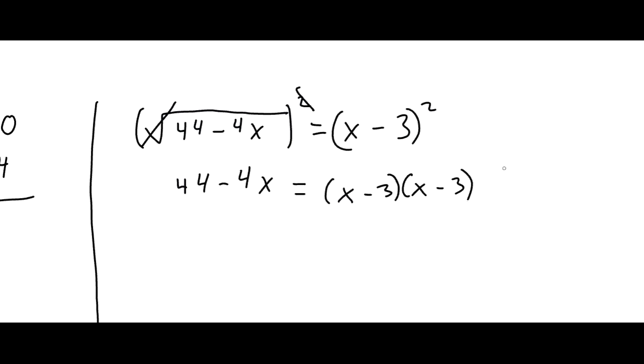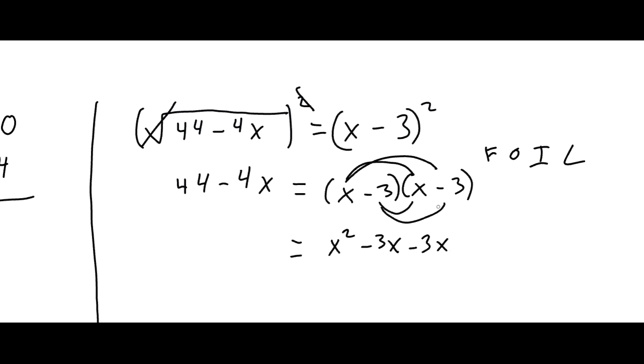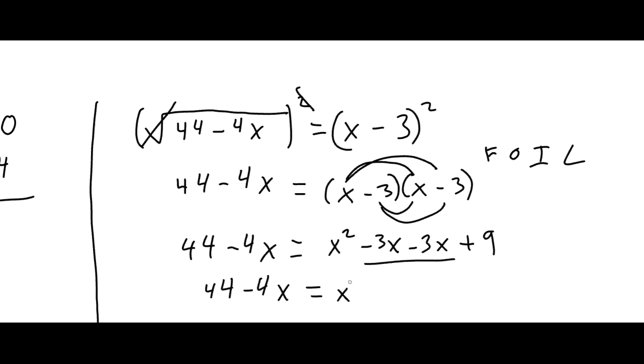What do you have to do with this? Well, you have to multiply it or FOIL it, we say. So when we FOIL x minus 3 times x minus 3, we get x squared minus 3x minus 3x plus 9, and it is a positive 9 because a negative 3 times a negative 3 is a positive 9. If we combine like terms, we end up with 44 minus 4x equals x squared minus 6x plus 9.